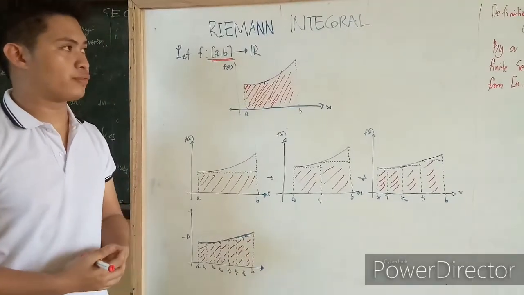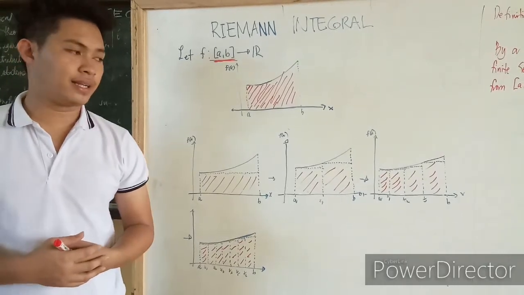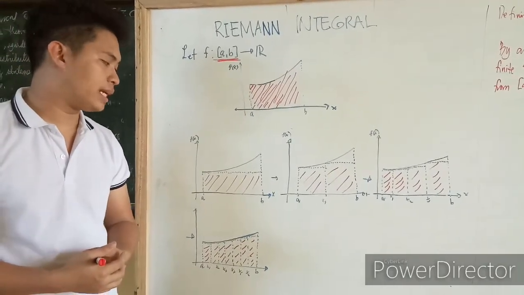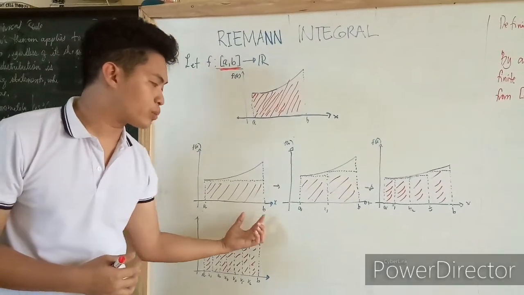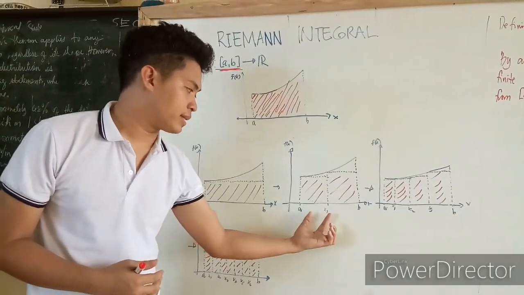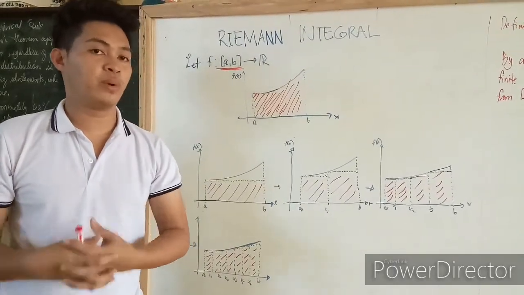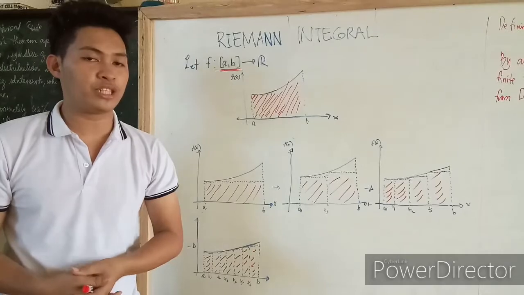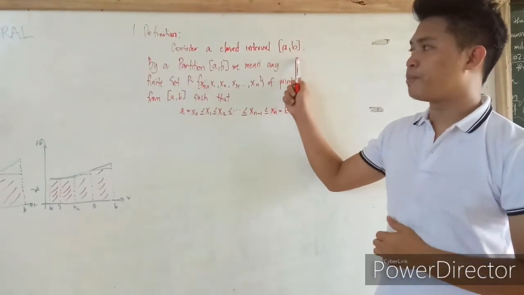As we can observe, the widths of the rectangles are determined by splitting the interval [a, b] into smaller segments. So this time, we will use the notion of partition. Consider a closed interval [a, b].